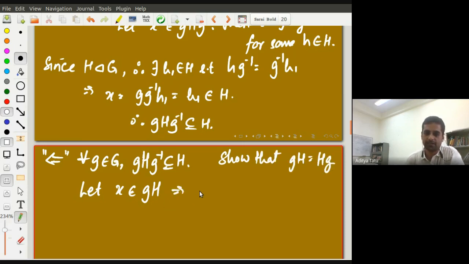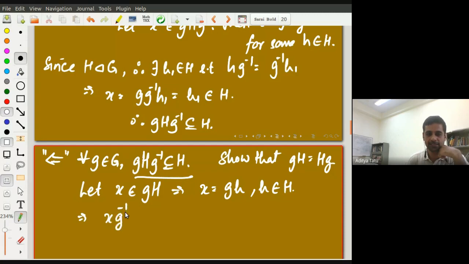Okay, so this implies X will be equal to some GH. Next, what will we do? I need to use this, right? You can see I have GH, right? So let us try and see what is XG inverse.